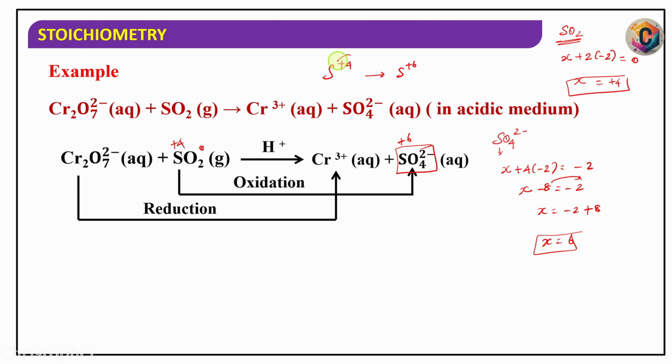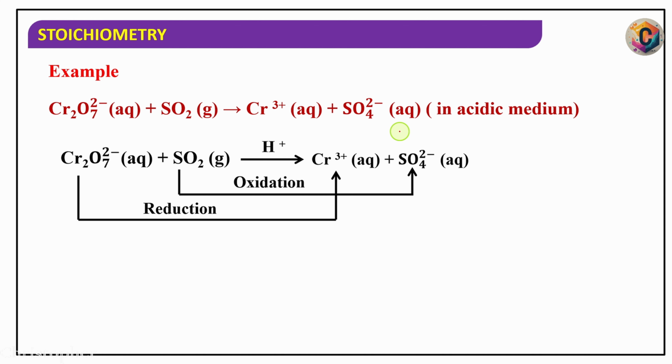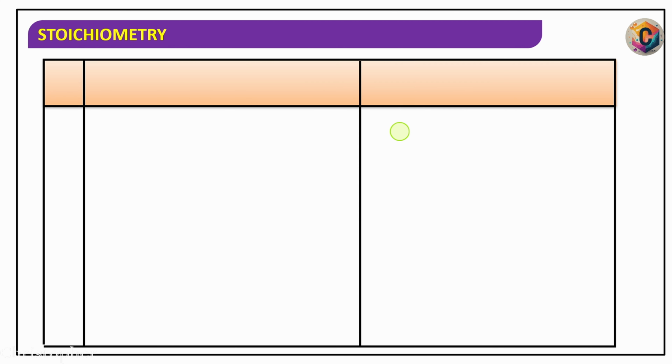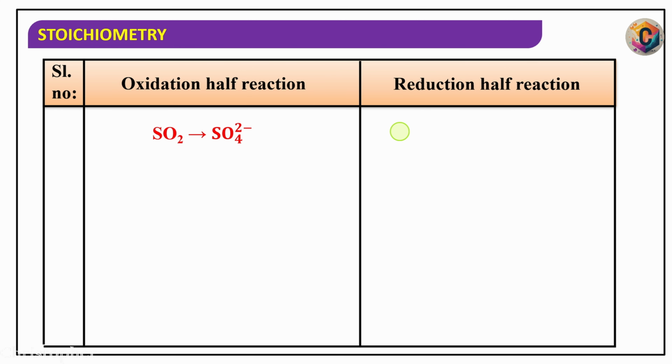Now look at the oxidation state. The oxidation state increases. An increase in oxidation state means it is undergoing oxidation. So to form the +6 ion, it has to lose 2 electrons. In this reaction, we found which is undergoing oxidation and which is undergoing reduction. Now I'm going to table it. The first column I'm going to write oxidation half reaction. The next column I'm going to write reduction half reaction.